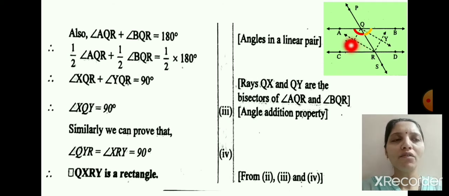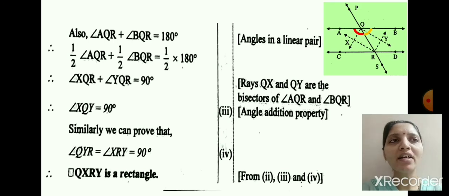So, we know that if you add angle XQR and angle YQR, you will get angle XQY. This is called the angle addition property. So, write this equation as equation 3. Similarly, we can prove that angle QYR is equal to angle XRY is equal to 90 degrees. Write this equation as equation 4.